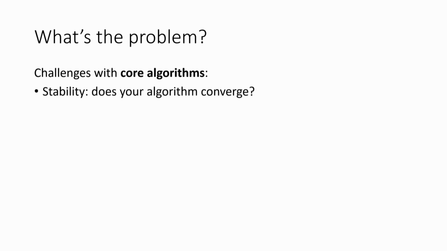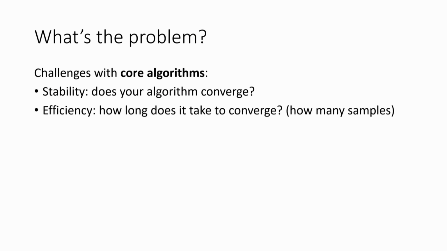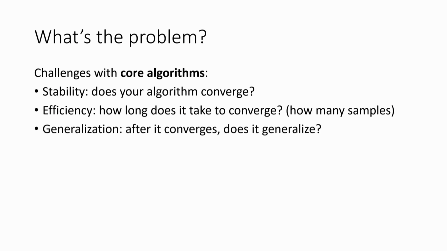We can group these into three categories. One is stability. Does your algorithm converge? Does it do what it's supposed to? The second one is efficiency. How long does it take to converge? How many samples and how much wall clock time? And the third is generalization. So after your algorithm converges, does it generalize in a meaningful way? In supervised learning, we've gotten pretty good at studying generalization. In reinforcement learning, this is something that's still in its infancy.